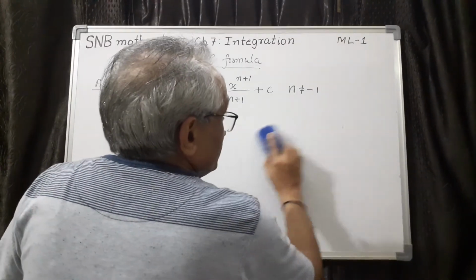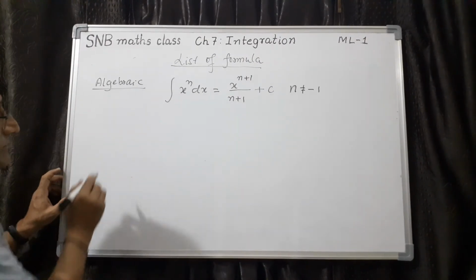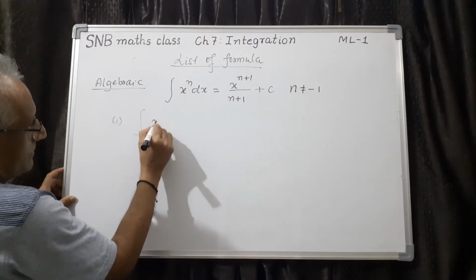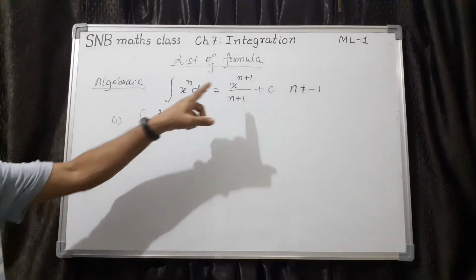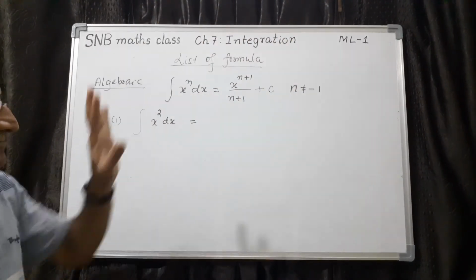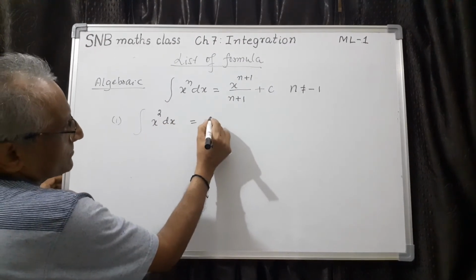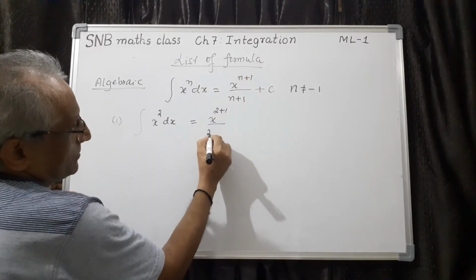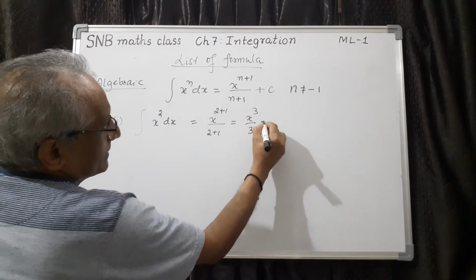Let us work out a few examples using this formula so that it is very clear. Say the first example is, what is the integration of, for example, x square dx? Suppose you take this. So what is n? The condition is that n should not be minus 1. That's the only condition. So n is 2 here. According to the formula, x^(2+1) divided by 2 plus 1, this is x cube divided by 3, but I have to add c.